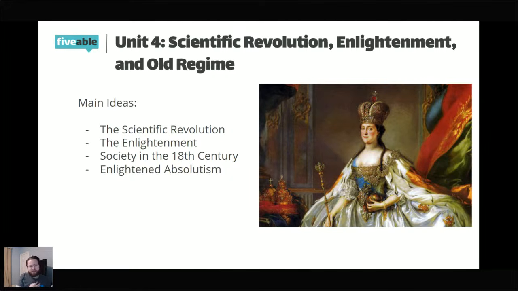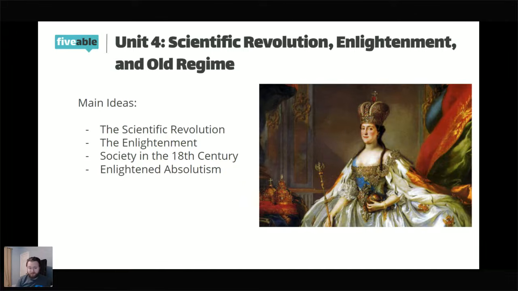So again, Unit 4 is a really strange unit, and that's what I tell my students: this is not going to be a unit that's comfortable to learn. First of all, the Scientific Revolution and the Enlightenment are really big ideas. It's a lot of stuff to remember, but it's also more about remembering ideology and ideas, picking and choosing who you want to remember.